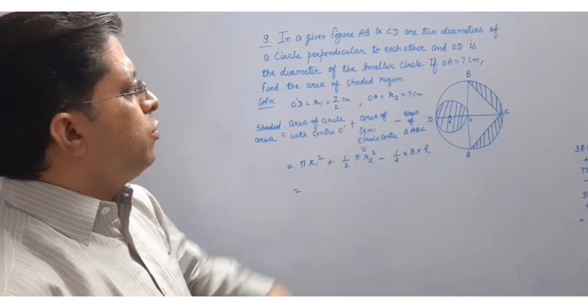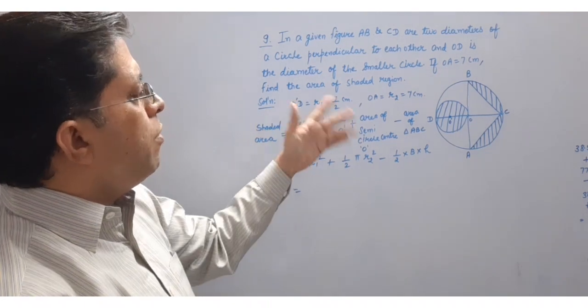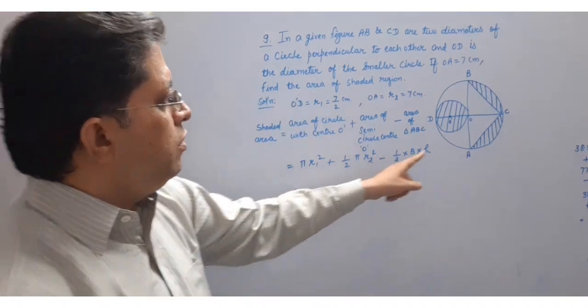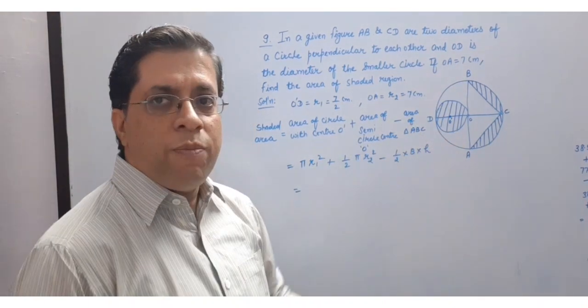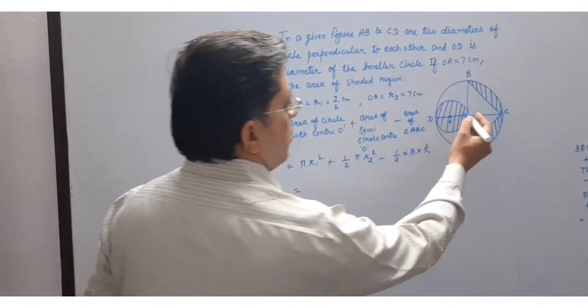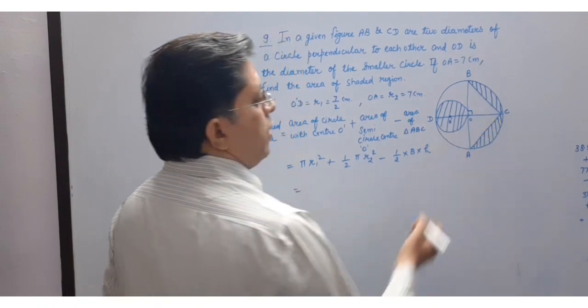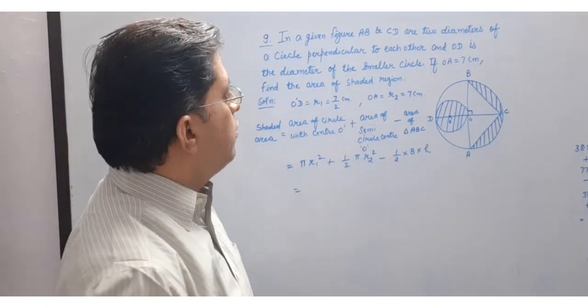AB and CD are two diameters of a circle perpendicular to each other. These two diameters, AB and CD, are perpendicular to each other. You can write like this. This is 90 degree. Okay.